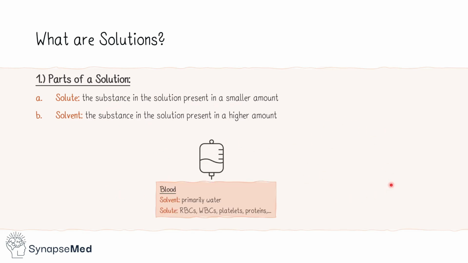Another solution that we can take, for example, is blood. And in blood, the most abundant substance is water, so our solvent will be the water, and our solutes within the blood are multiple. We can have red blood cells, white blood cells, platelets, proteins, and a lot more. And these will then form multiple solutes within our solvent of blood.